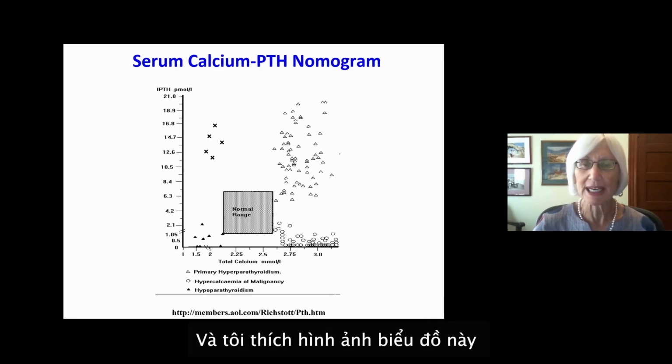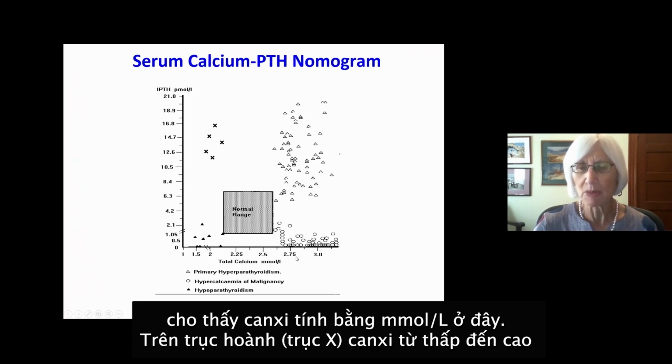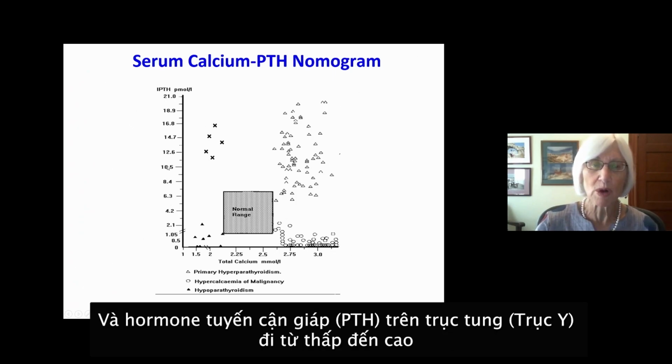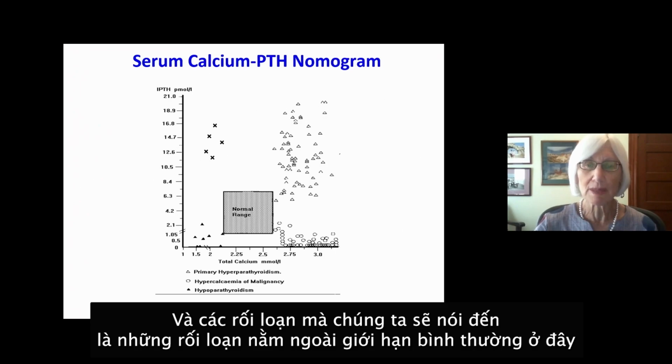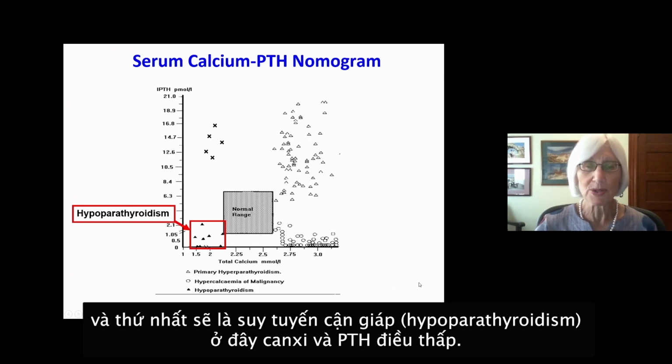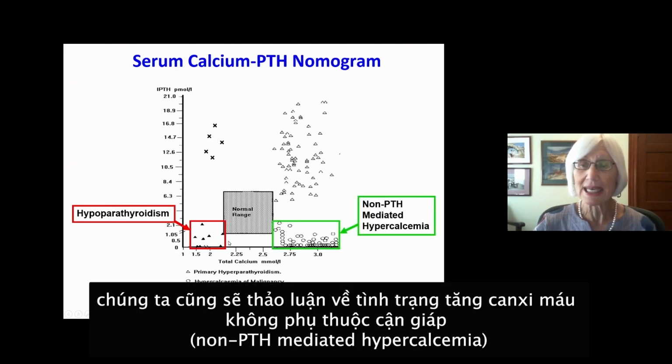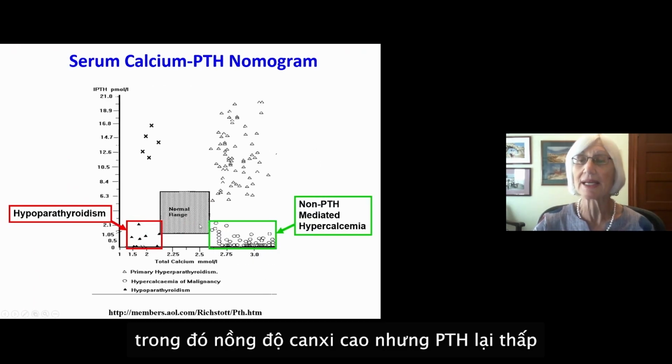And I like this nomogram, which shows calcium in millimoles per liter on the x-axis, going from low calcium to high calcium, and parathyroid hormone, PTH, on the y-axis going from low to high. And the disorders we're going to talk about are ones outside of the normal range here. One is going to be hypoparathyroidism, where calcium and PTH are low. We're also going to discuss non-PTH mediated hypercalcemia, where calcium is high, but again, PTH is low.